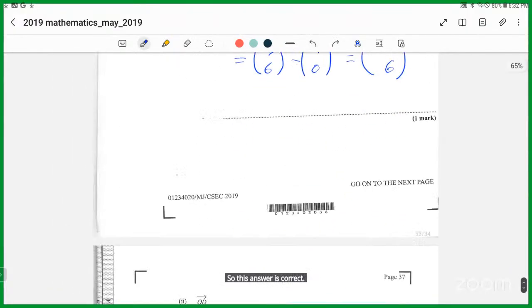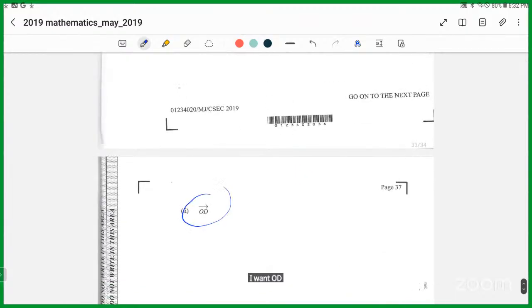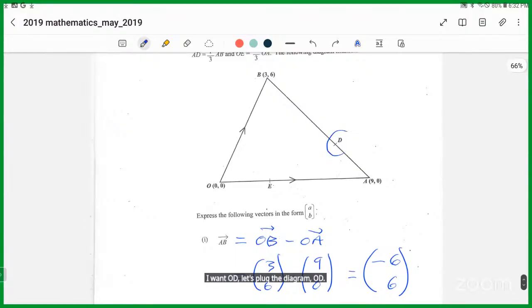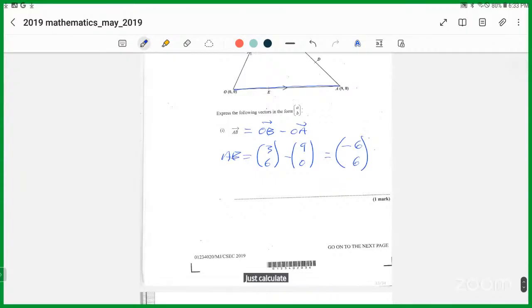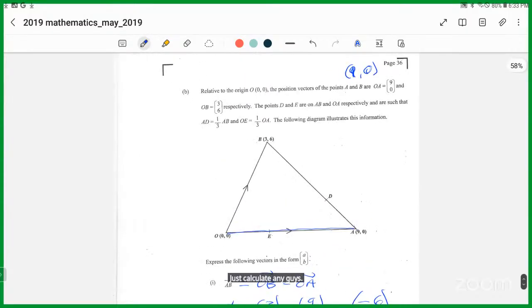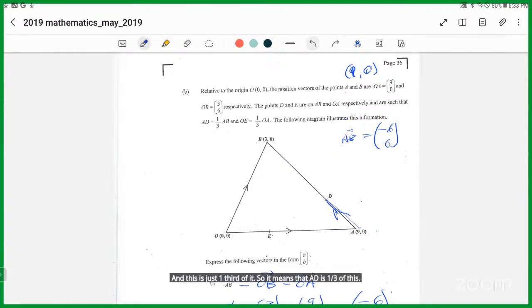Alright, next one. We want OD. Let's put up the diagram. OD. So we want to know the vector from O to D. Right? So we can say this way: to go from O to D, we're going to come out to A first. We'll just calculate AB now, guys. So it's as if we can travel along this side now. And we know AB now is (-6, 6). And this is also 1/3 of it. So it means that AD is 1/3 of this.